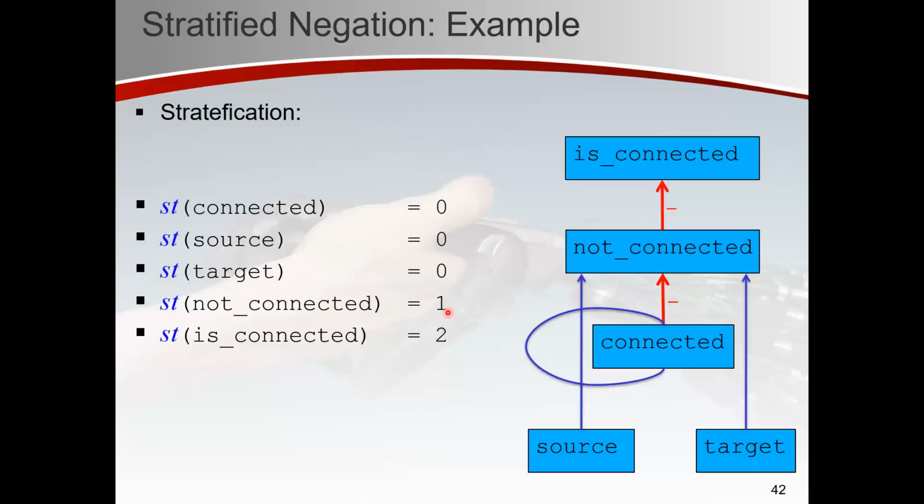The not connected predicate has one instance of negation, so this is located on the stratum 1, and is connected is located on the stratum 2, because only after applying negation 2 times this can be calculated. Because we say the truth value of a negated goal is derived from the truth value of the non-negated goal in a lower stratum.